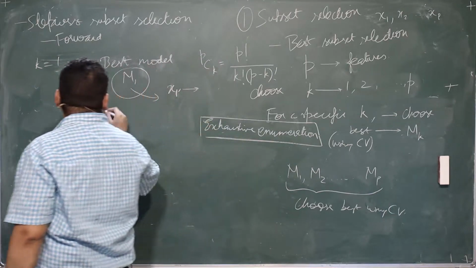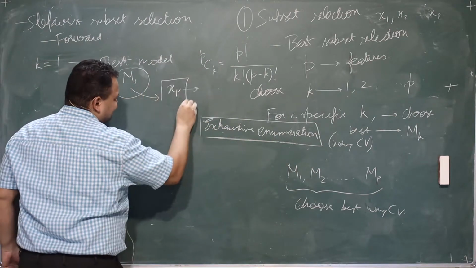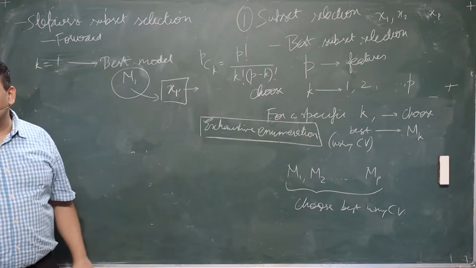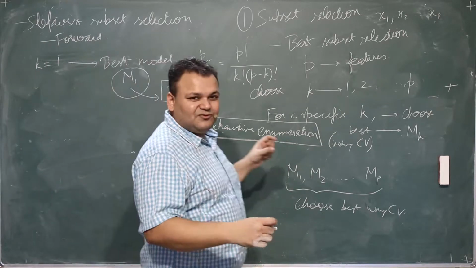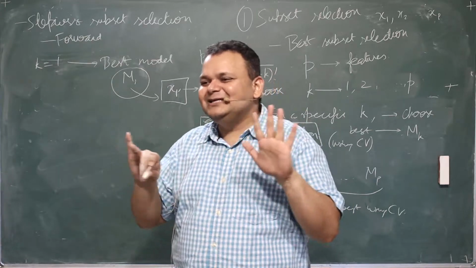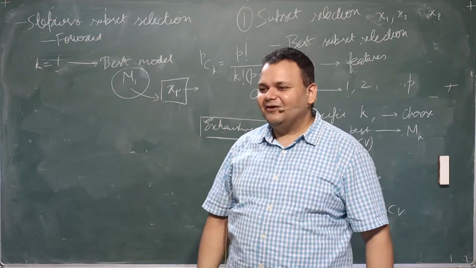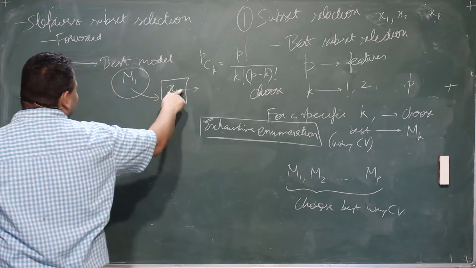Now this becomes fixed. Once your algorithm has gone through the first stage, your x1 prime becomes fixed, meaning that it is going to stay in your model throughout. The future models are definitely going to include this.